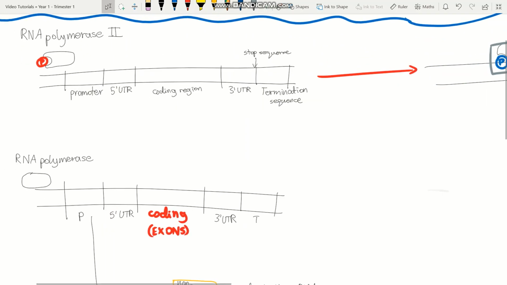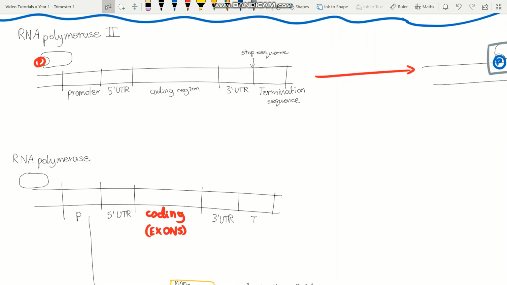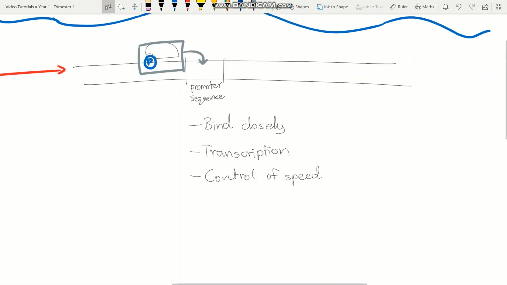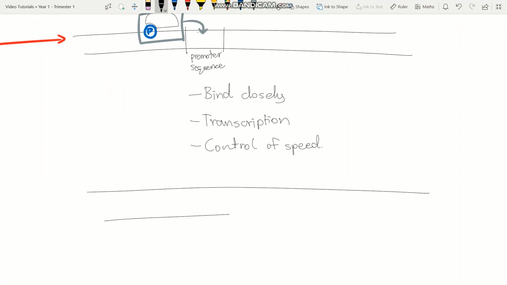So I mentioned earlier that after the promoter sequence, there's also the 5' UTR sequence. The 5' UTR sequence is not really that helpful in terms of coding. However, I did mention earlier that it allows for stability. So what do I mean by that?